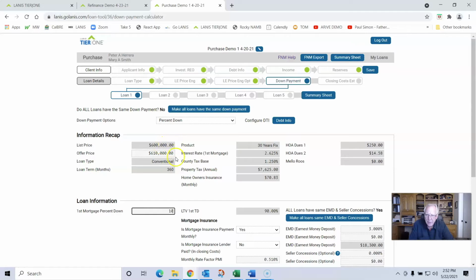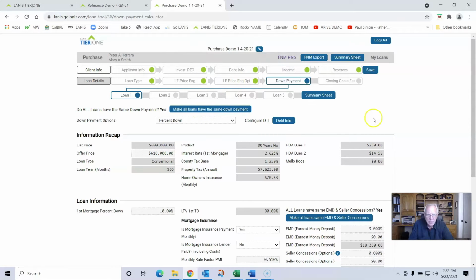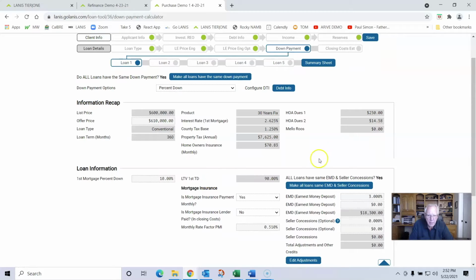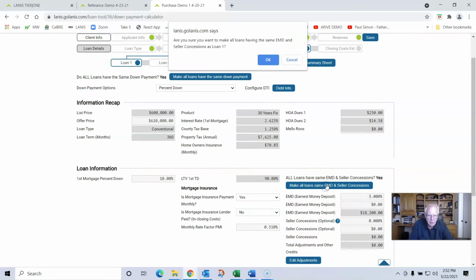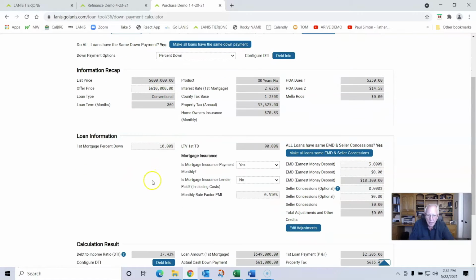List price is 600,000, offer price is 610, 10% down. We're going to make all the loans have the same down payment. Okay? System's going to ask us, yeah, we want to do that. And earnest money deposit, 3%, and no seller concessions, so we're okay. All five loans are now configured the same way.